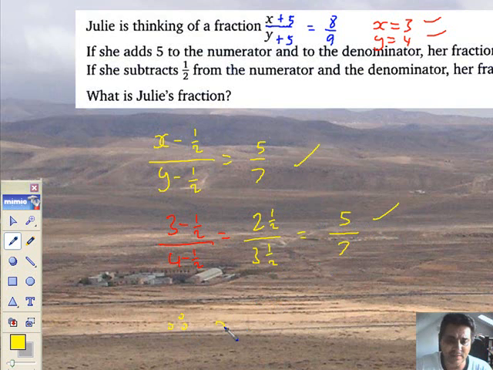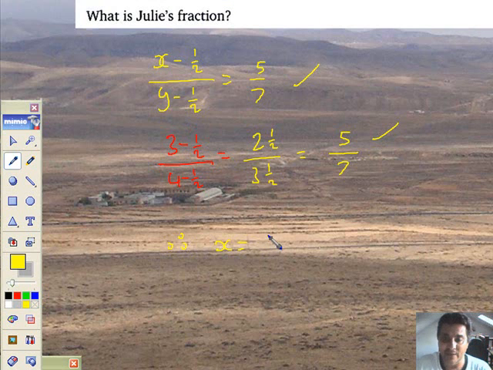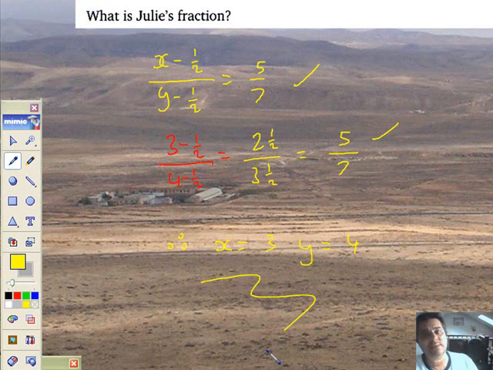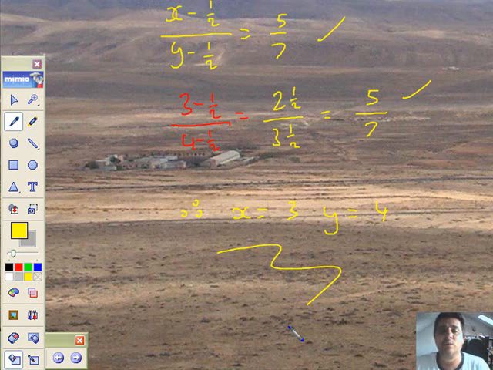So what are her values? Therefore, her x value she was thinking of was 3, and her y value she was thinking of was 4, and Julie had 3/4 in her mind. Maybe it's 3/4 of an hour till bedtime, who knows? Or 3/4 of an hour and homework is finished. Let's do the next question.